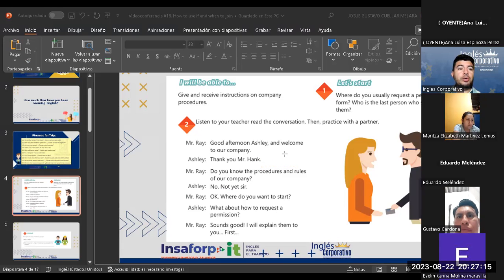So Ashley is new in the company. She's beginning to work there. So Mr. Ray is trying to explain different things. And the first aspect that Ashley asked about is requesting permission.